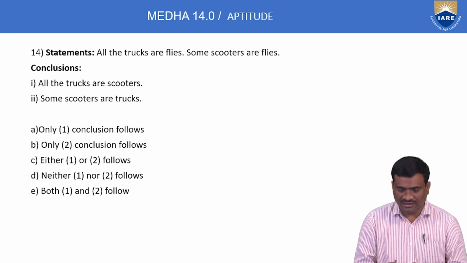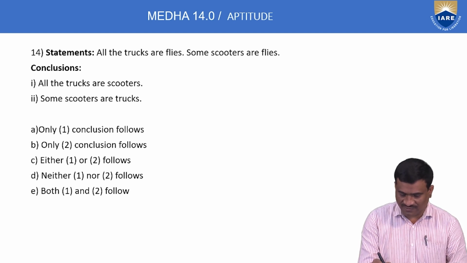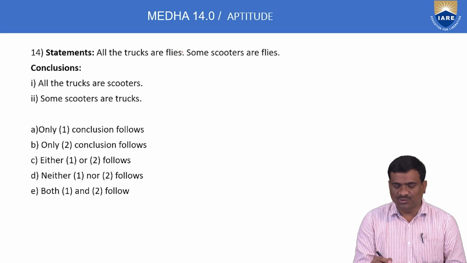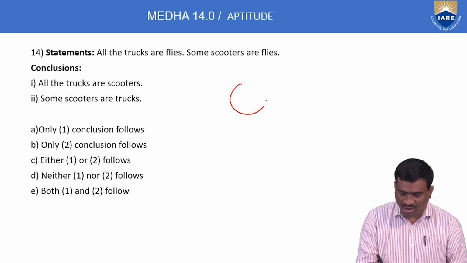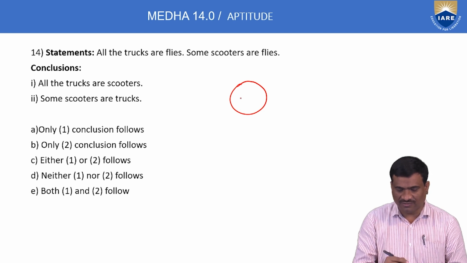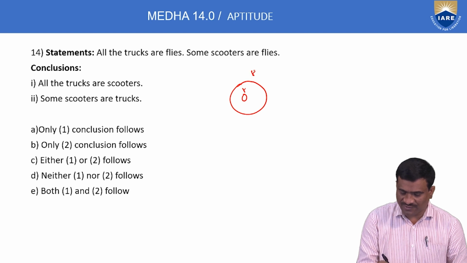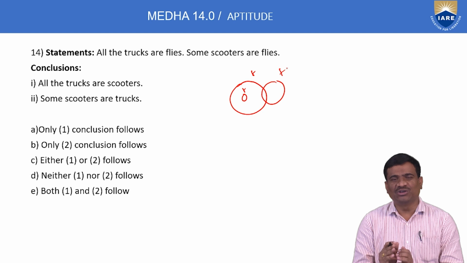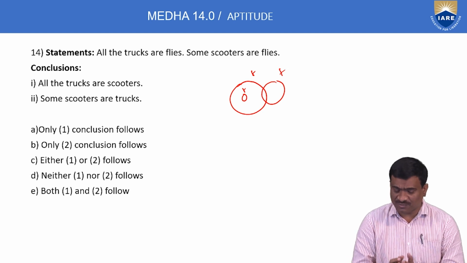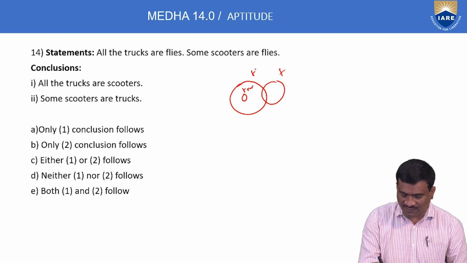First statement, all the trucks are flies. Not flies, some scooters are flies. First statement Venn diagram: all indicates inside the big Venn diagram. All the trucks, this is called truck and F. Second, some scooters are flies. This is called the second statement. Using that Venn diagram, check the conclusions. Here first one truck, second flies, third this is called scooter.